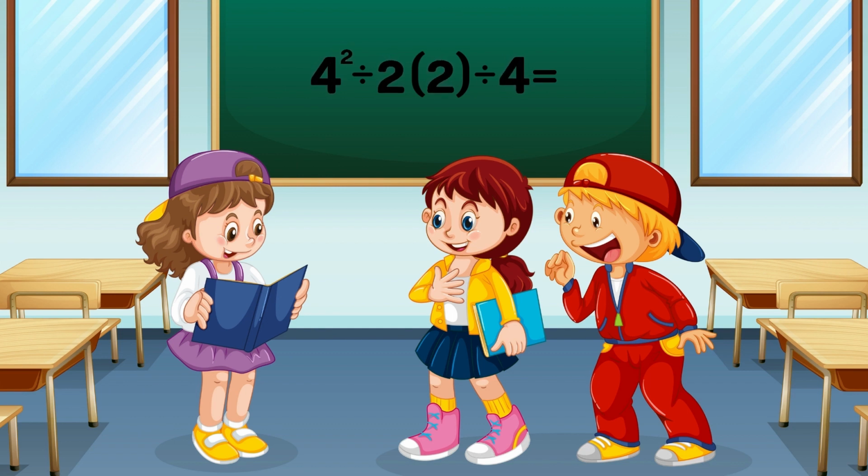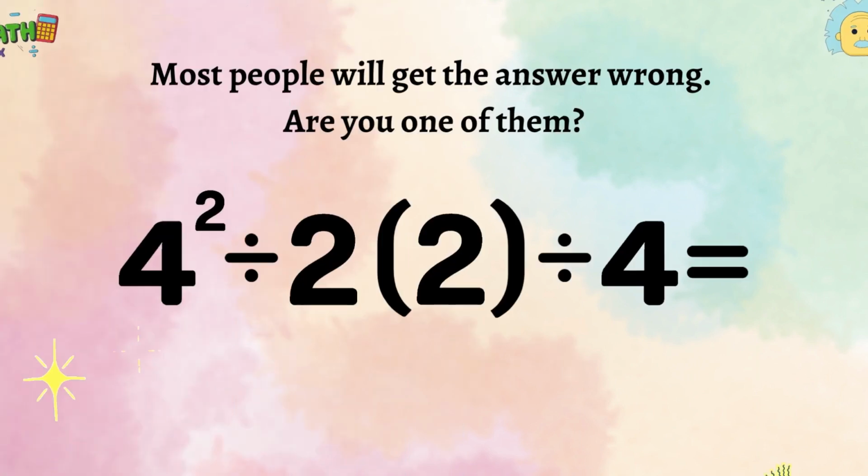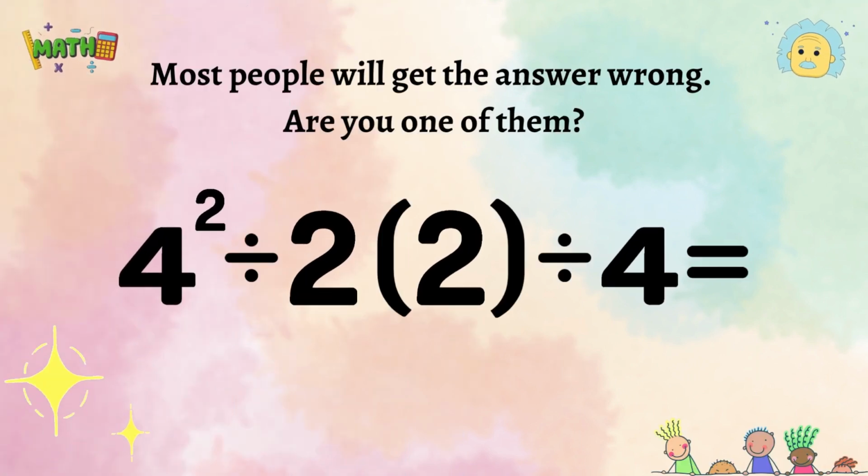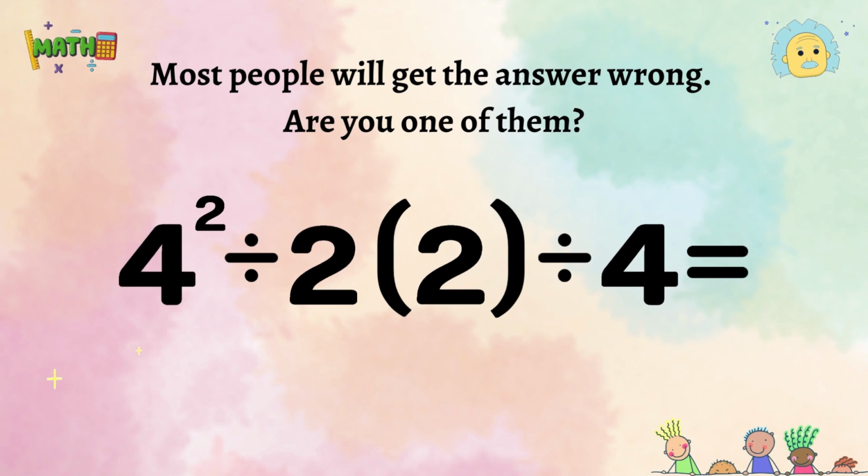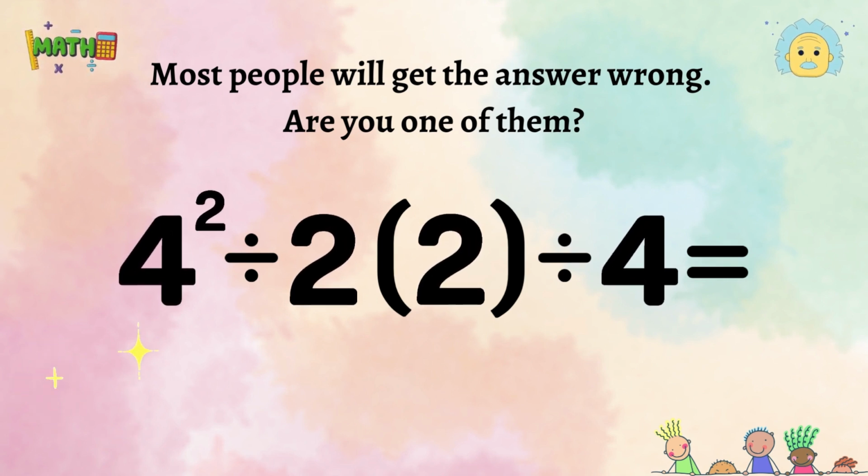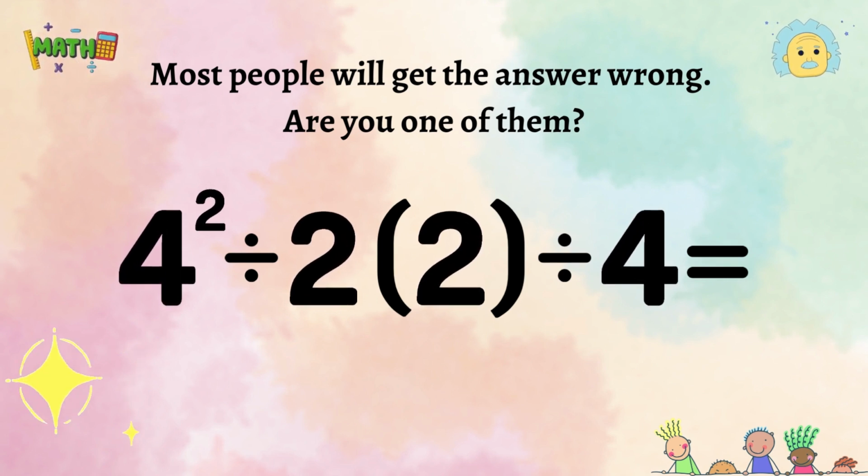This seemingly simple math equation has people racking their brains. We've got 4 to the power of 2 divided by 2, then another 2 in parentheses, and then divided by 4. What's the correct answer?